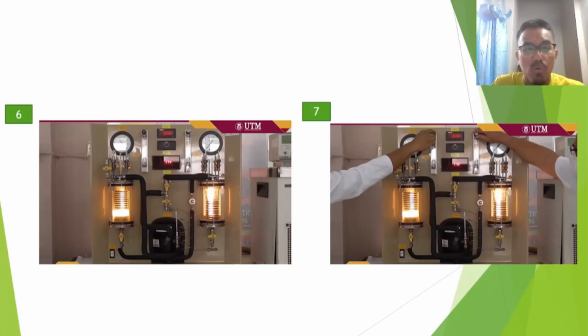When we need to terminate the operation, we switch off the main switch and then turn off the water supply pipe after 1 minute. And lastly, we close the valve to the shutdown position.